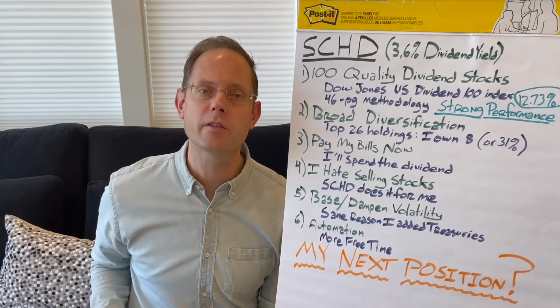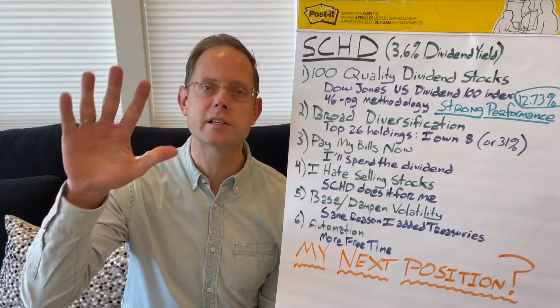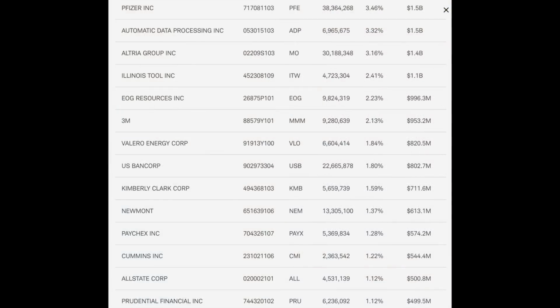So we just did some of the holdings there, but I have one more screenshot, as you can see in front of you on the screen right now. I want to show the next tier of stocks that they own. And so as you can see, on this particular screenshot, we've got Pfizer, I own that, but Automatic Data Processing, I don't own that. Altria, I do, thug life. Illinois Tool Works, I don't. EOG, I don't. 3M, I do own, and I love the 3M whiteboard I got today. But Valero, U.S. Bancorp, I don't own. Kimberly-Clark, I do. Newmont, Paychex, Cummins, Allstate, Prudential, I don't own those.